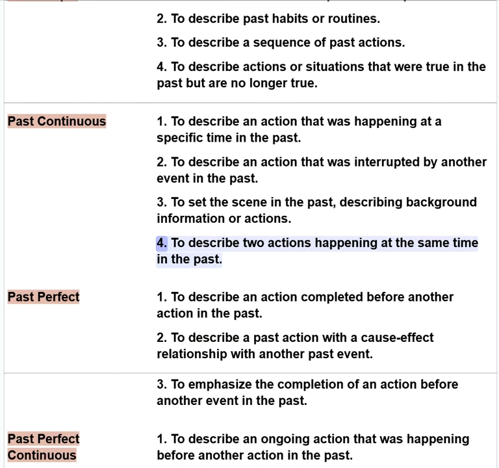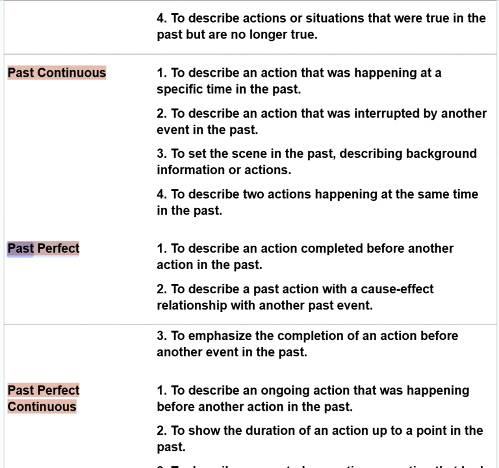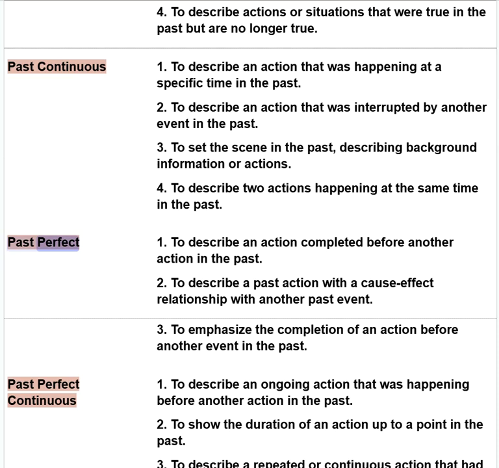4. To describe two actions happening at the same time in the past. Past perfect. 1. To describe an action completed before another action in the past.